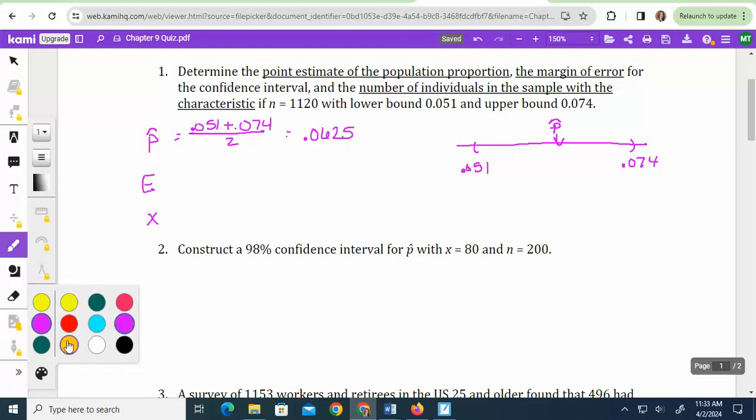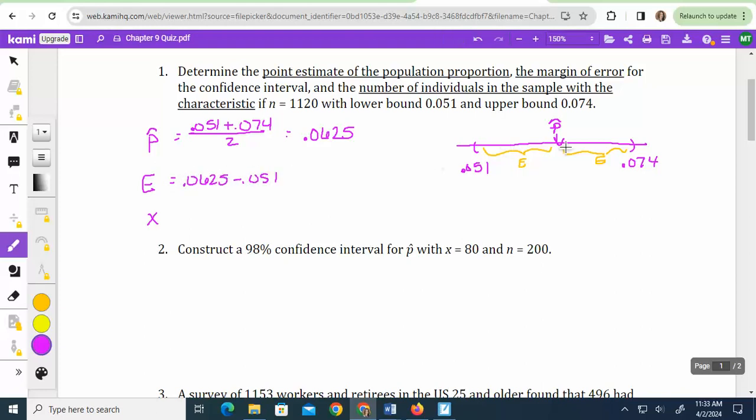Then the error is the amount you add or subtract. So here is the error, and this is the error. So what's one way we could find that? Okay, so you subtract those two, and we get the error to be? And then we need x.